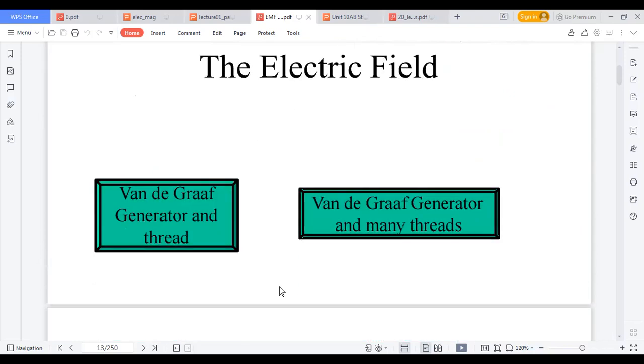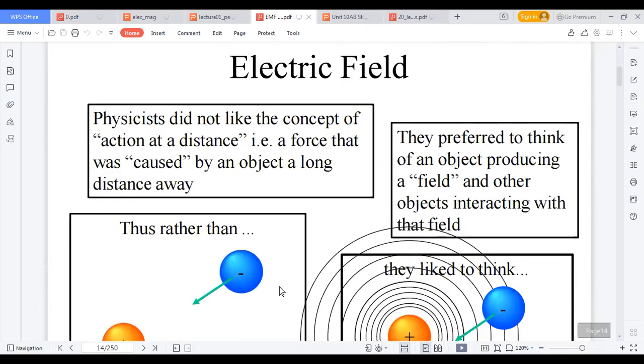So now we are discussing what the electric field will be.